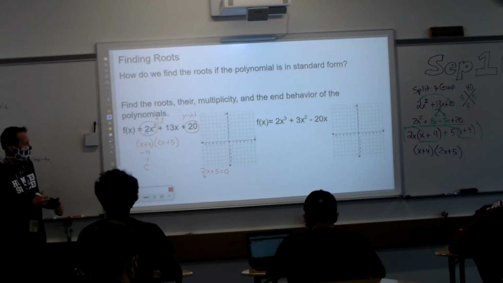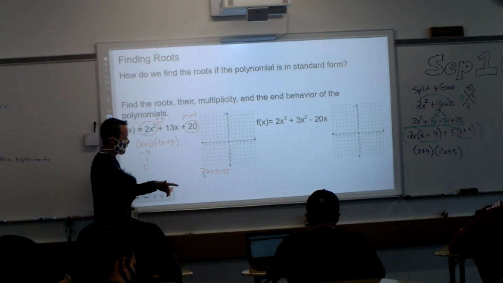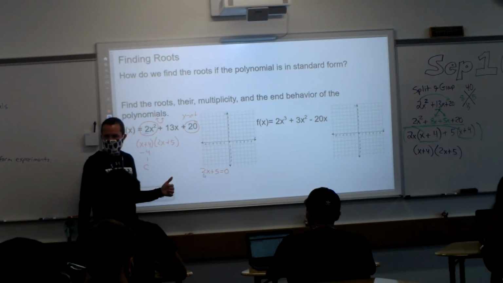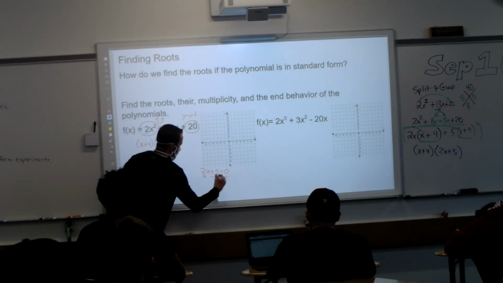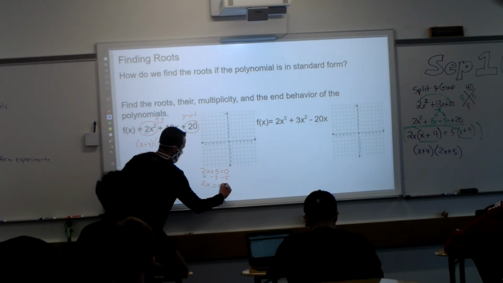So let's go through our basic algebra skills. Go back to like junior high. If I was solving for x, what would you do? Subtract the 5, yeah? So I'd get 2x equals -5. And then what would you do?